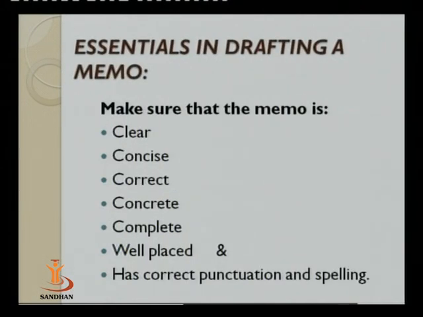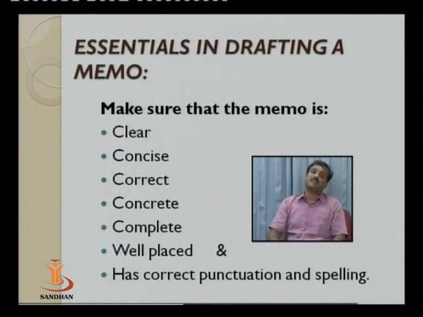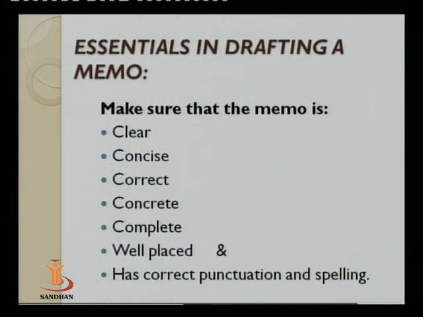Now let us talk about the essentials of drafting a memo. Which are the necessary things that we should keep in mind while drafting a memo? The first is clarity. The memo should be very clear in the expression of your ideas, thoughts, and ideologies. The second point is conciseness. Brevity should be taken into consideration. It should not be very long, narrative, or elaborate, but very concise.